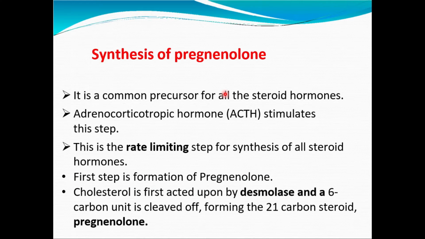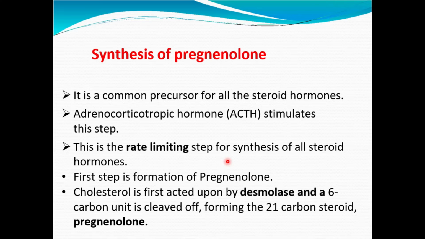So while talking about the biosynthesis of the steroid hormone, the first important step is the synthesis of pregnenolone. It is the common precursor for all the steroid hormones. Synthesis of all four types of steroid hormones starts from this molecule. Adrenocorticotropic hormone stimulates this step. We already have seen that adrenocorticotropic hormone is released by the anterior pituitary gland and its release is controlled by the hypothalamus. This step is the rate limiting step for synthesis of all steroid hormones.